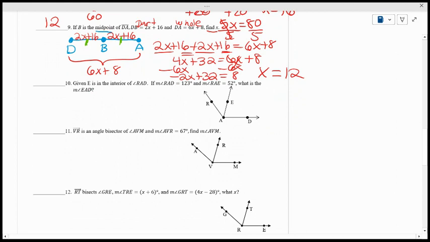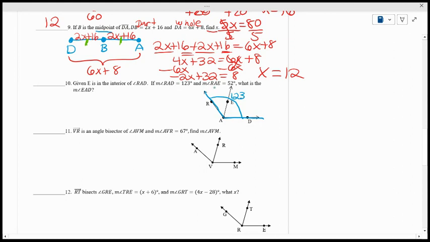Number 10. Given E is in the interior of angle RAD. So far nothing important. They already have that picture. If the measure of angle RAD, I'll do a better job tracing. RAD. I just traced that in blue. So that's the whole angle. The whole thing is 123.